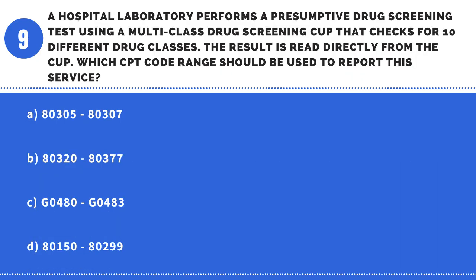Question 9. A hospital laboratory performs a presumptive drug screening test using a multi-class drug screening cup that checks for 10 different drug classes. The result is read directly from the cup. Which CPT code range should be used to report this service? A. 80305 to 80307. B. 80320 to 80377. C. G0480, G0483. D. 80150 to 80299.